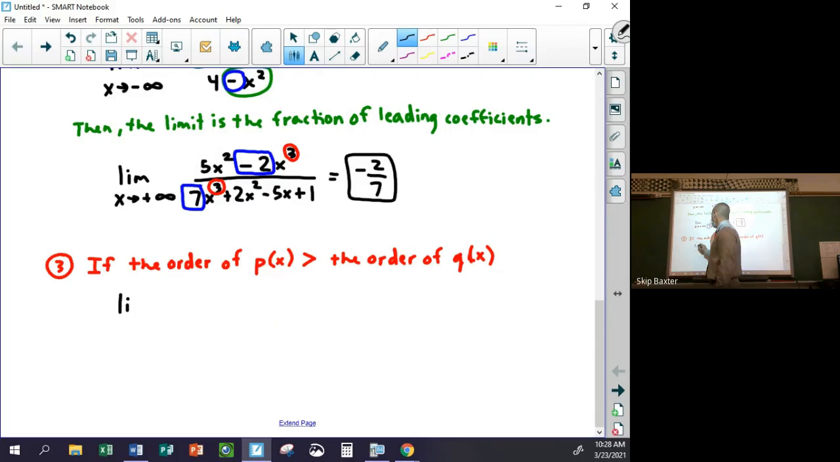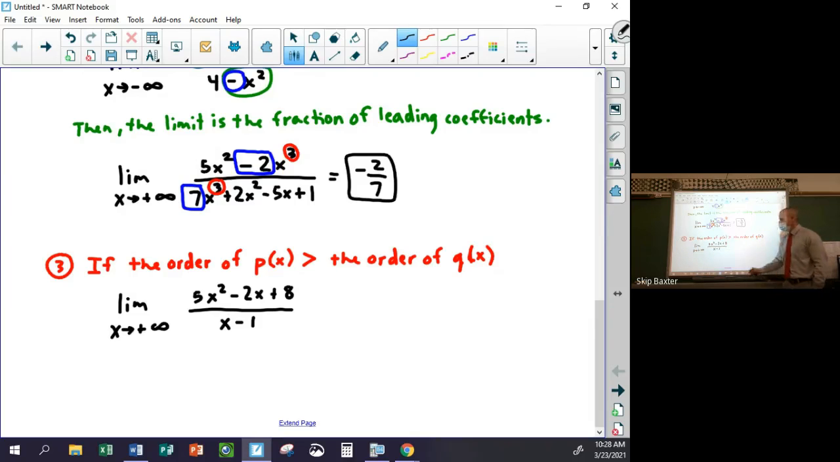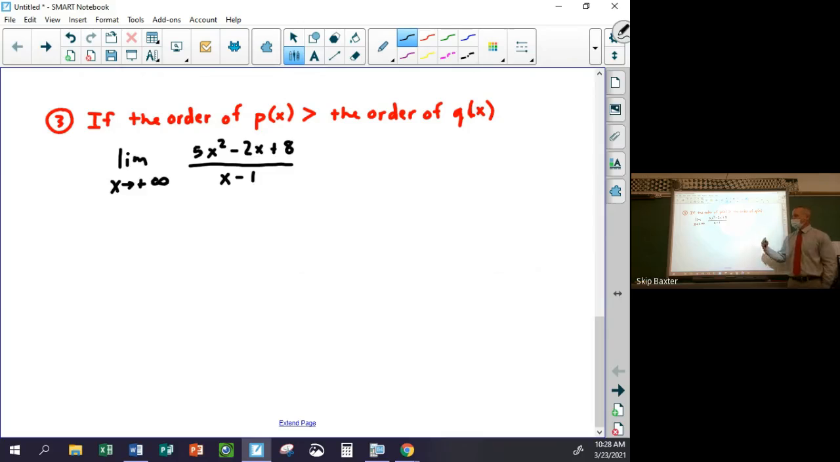Like, for example, the limit as x goes to positive infinity of 5x squared minus 2x plus 8 divided by x minus 1. So let's just use intuition. The top is growing at a faster rate than the bottom. What do you think this answer is going to be? If you have a fraction in which the top is getting bigger and bigger faster than the bottom, what do you think that limit's going to be? Infinity. And remember, in Delta Math, that means the limit doesn't exist. So you just say, this does not exist because the top's growing faster than the bottom.